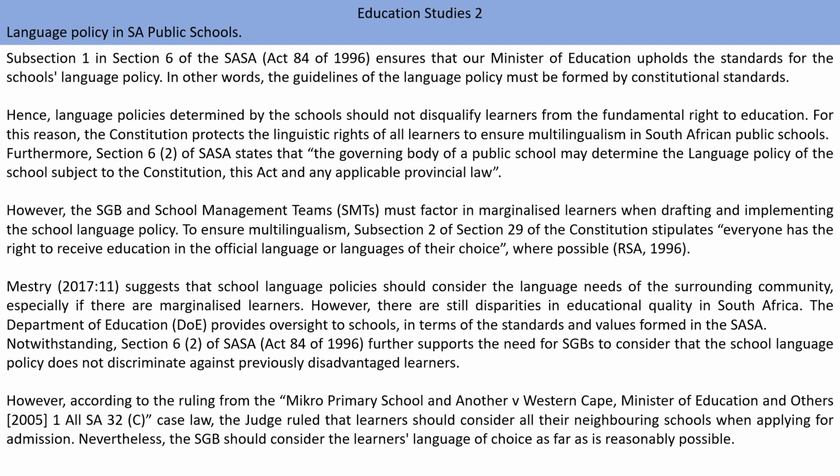Furthermore, Section 6, Subsection 2 of the South African Schools Act states that the governing body of a public school may determine the language policy of the school subject to the Constitution, this Act, and any applicable provincial law. However, the SGB and school management teams must factor in marginalized learners when drafting and implementing the school language policy. To ensure multilingualism, Subsection 2 of Section 29 of the Constitution stipulates everyone has a right to receive education in the official language or languages of their choice where possible.